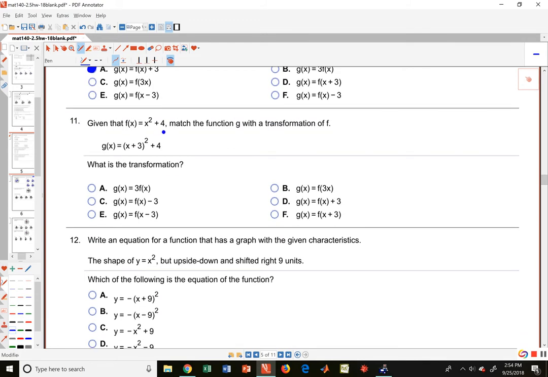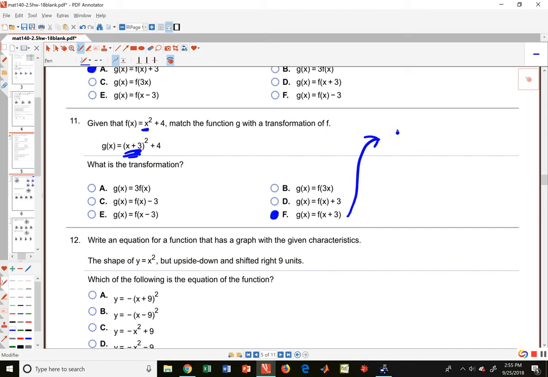Given f of x equals x squared plus 4, match the function g, transformation of f. Now, this transformation, see how these are different? This is actually affecting the x before you do the function evaluation. Before evaluation goes inside the parentheses. So looking through here, this is what we're talking about: f of x plus 3. This changes x before you do the squaring and adding 4.